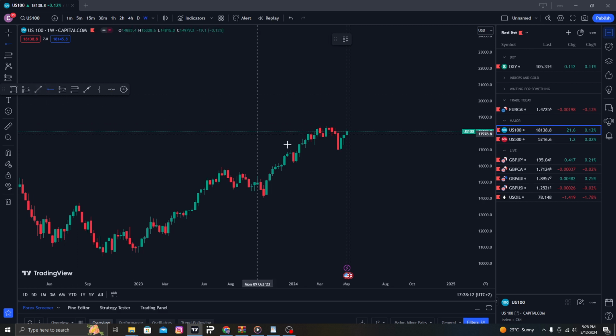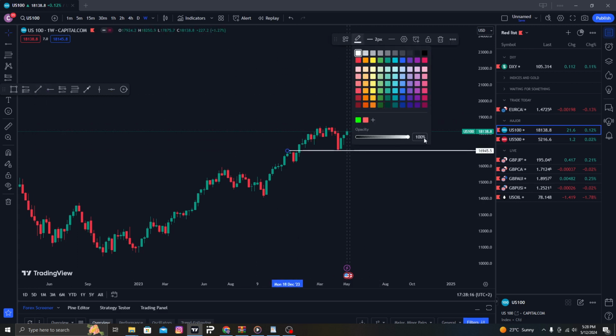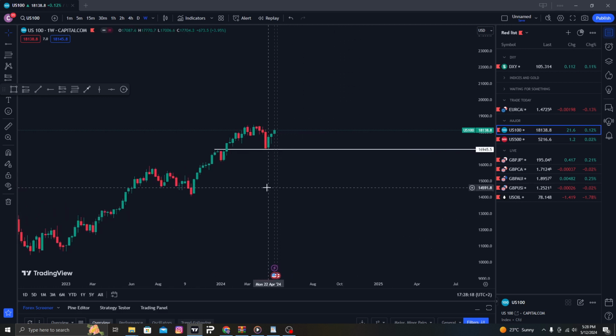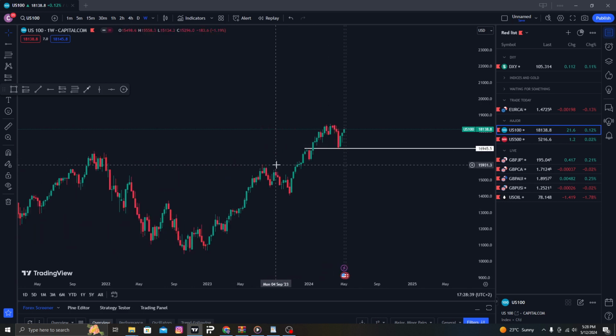Let me change it to white. Do you see the level? This is weekly, by the way, don't forget. So this is the level that every time price touches it, there's a reaction. Price changes direction. Same as here, price changed direction and went back up. It hit this level again and changed direction. So there were two times price reached this level and there was a reaction.